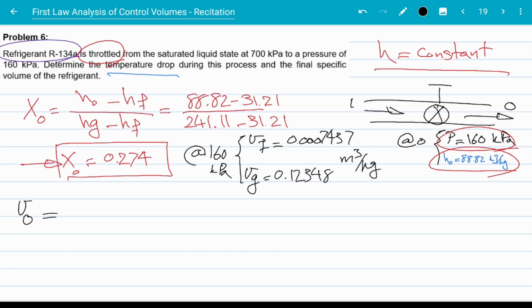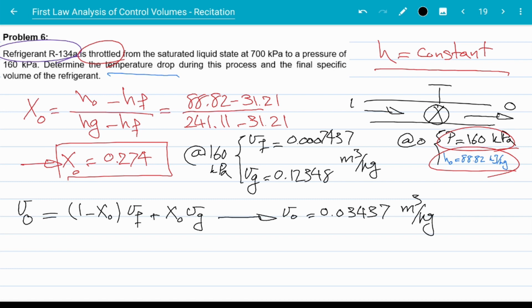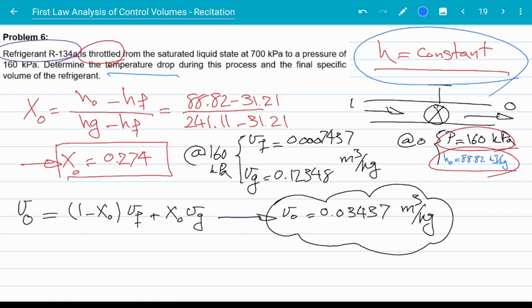Now the specific volume at the exit is 1 minus quality exit, times specific volume of liquid, plus the quality of the exit, times specific volume of saturated vapor. Plug in numbers, and we get that the final specific volume is 0.03437 meters cubed per kilogram. So the only trick to this problem was that a throttling valve is an enthalpy constant process. The enthalpy before and after the valve are the same. The rest is just using the tables and manipulating the data that we have.